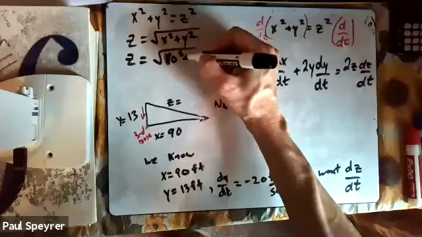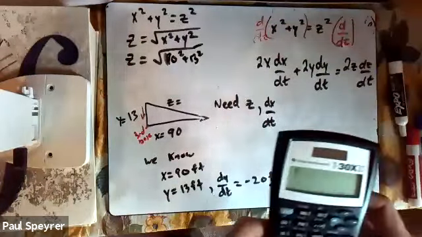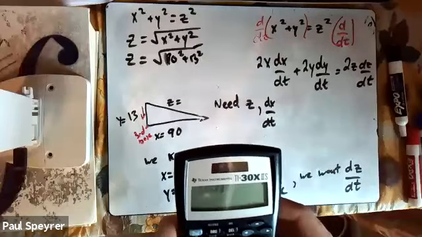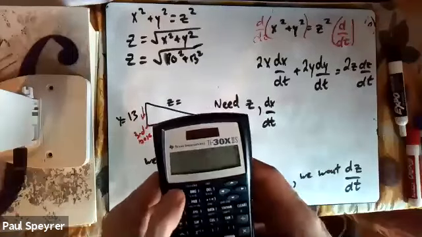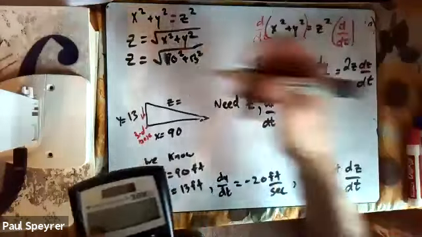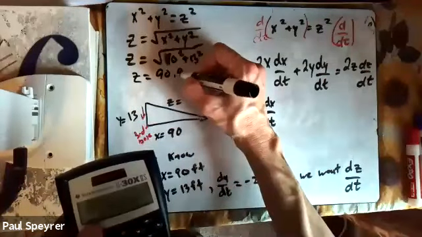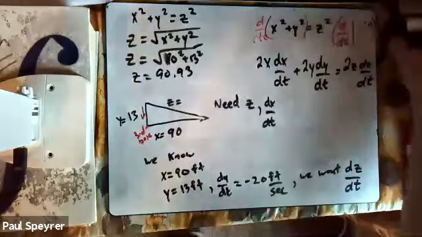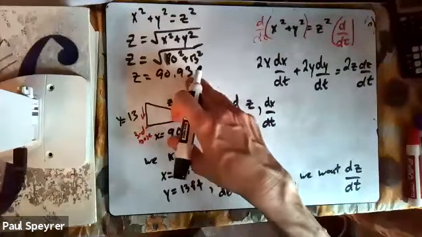plus 13 squared. So when you work it out, we get z equals 90.93. Now, I know I said before to leave your answers in exact form with the pies and all that stuff. Why is he putting a decimal right here?